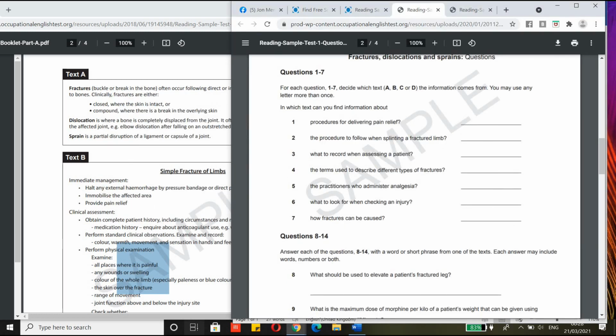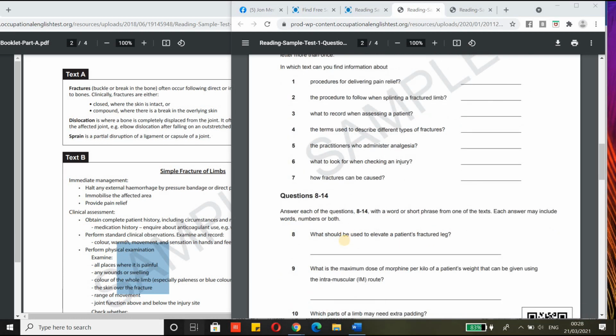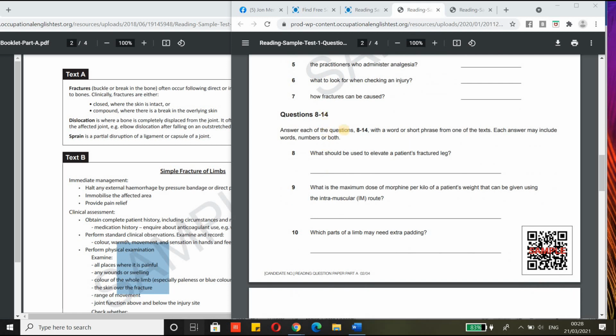Okay. So time check, be sure to check your time. Yep, got enough time, I think. Questions 8 to 14, answer the questions with a word or short phrase from one of the texts. Each answer may include words, numbers, or both.